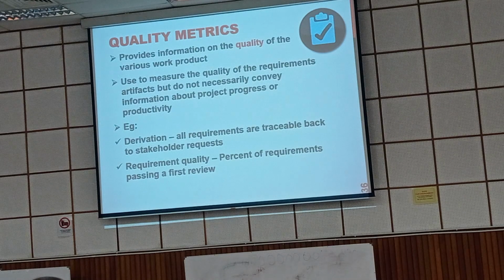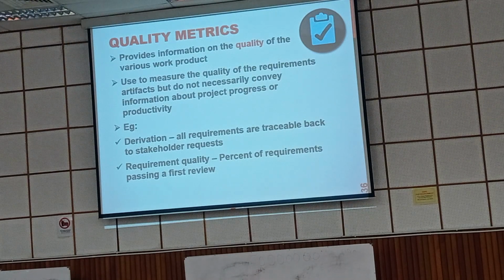Your first review, only 2 requirement changes out of 20, out of 20 for one module. Consider 10%. Very good. You understand or not? That's how you measure. Clear? So that is an example of quality. Why quality? Because you are seeing the quality of your requirement document. Correct?